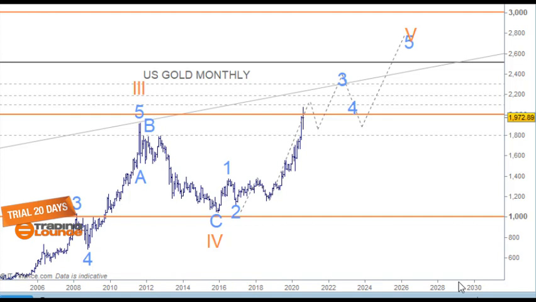So with gold here on the US spot gold on the monthly chart, we're looking at wave 3 here, wave 4 here, and wave 5 up here. We're also looking for 5 waves between wave 4 and 5, in terms of 1 and 2 here, and going up for wave 3 here. So let's go in and have a look at this.